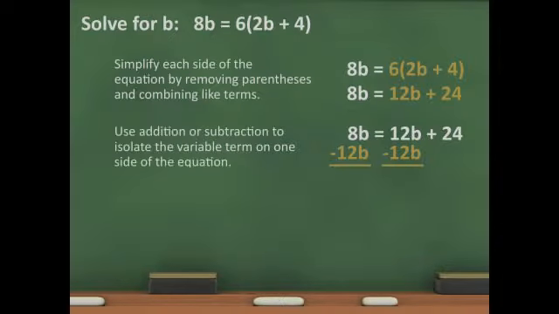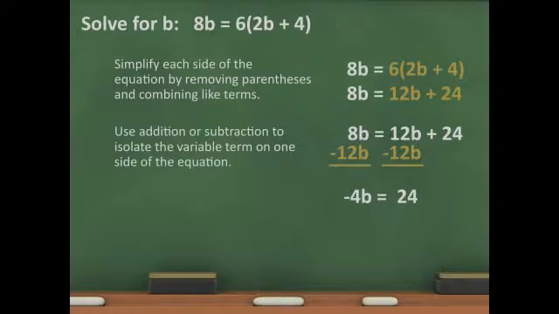Next, use subtraction to isolate the b term on the left side of the equation. Subtract 12b from each side of the equation. 8b minus 12b is negative 4b. The 12b and negative 12b cancel from the right side of the equation to leave 24.